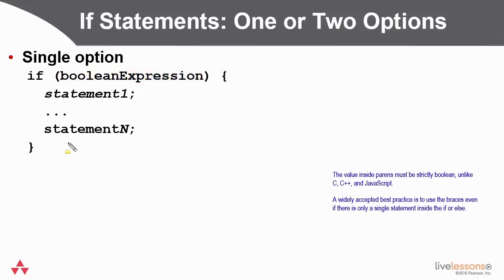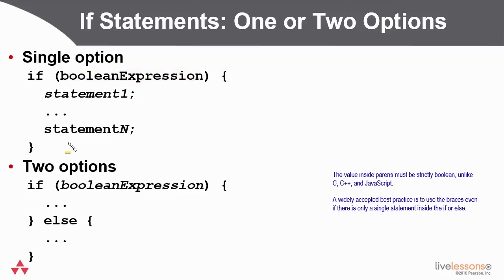The single option is the simplest, but quite common is a double option, where you say if, you supply a Boolean expression, something that can be true or false. Then if it's true, it does the statements at the top. If it's false, it does the statements inside the else at the bottom.